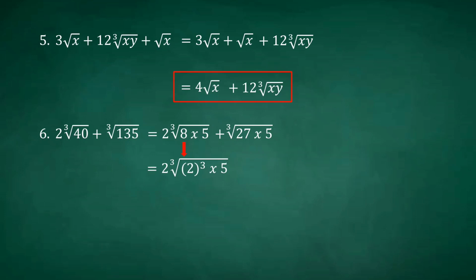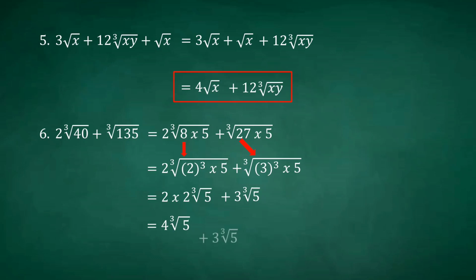8 is equal to 2 raised to the power of 3, and 27 is equal to 3 raised to the power of 3. And then the cube root of 2 raised to the power 3 is 2. That's why we need to pull out 2 from the radical sign, and then the number 5 remains inside the radical. The cube root of 3 raised to the power of 3 is 3. That's why we also need to pull out 3 from the radical sign, and then the number 5 remains inside the radical. Simplify again. 2 times 2 is equal to 4, and copy the cube root of 5.